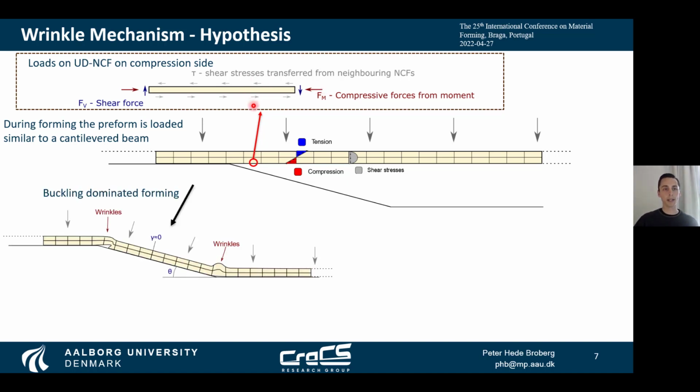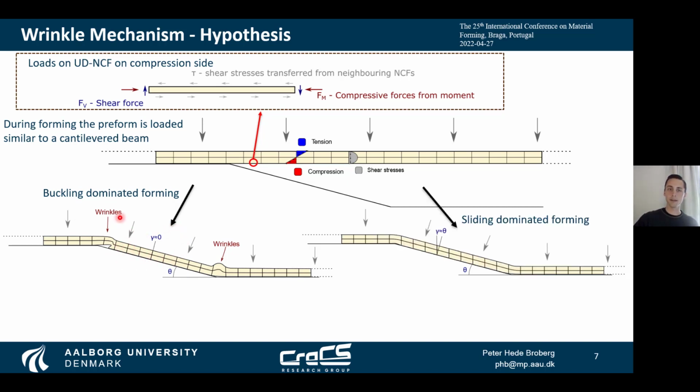So if the forming is dominated by buckling, then we'll have a case like the one shown down here, where we have these wrinkles at the transition edges, and we'll have almost no shearing, or transverse shearing, of the preform. On the other hand, if we have forming that is dominated by fiber sliding, we'll have the case shown over here, where we have almost no wrinkling, and we'll have the preform shearing with an angle approximately equal to the angle of the transition.